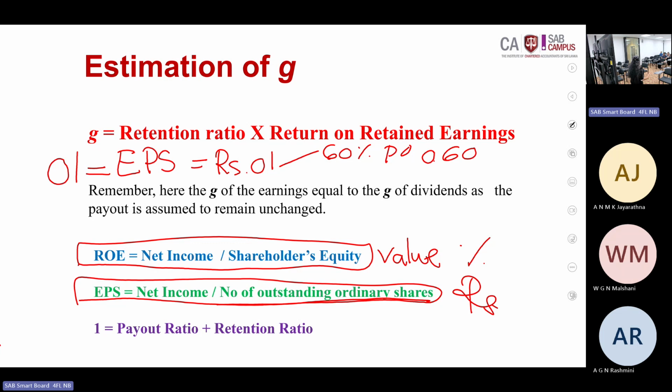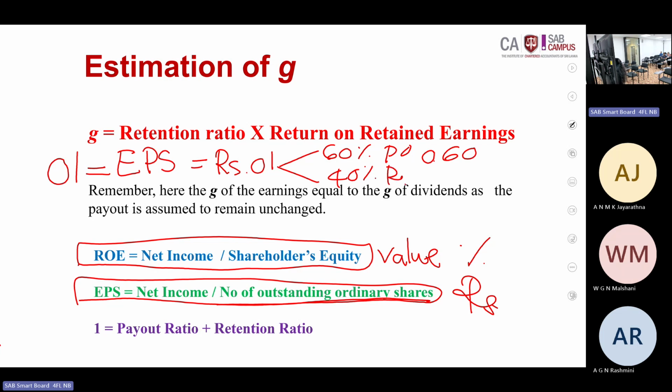What happened to the remaining one? Remaining is how much? The company earned 1 rupee per share. We have segregated 60% to the existing shareholders. How much is remaining? 40 remaining. Right? We call that 40%.